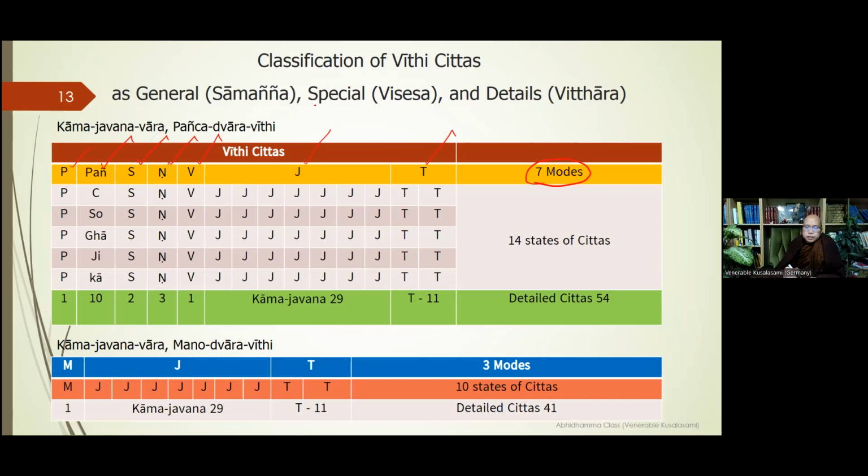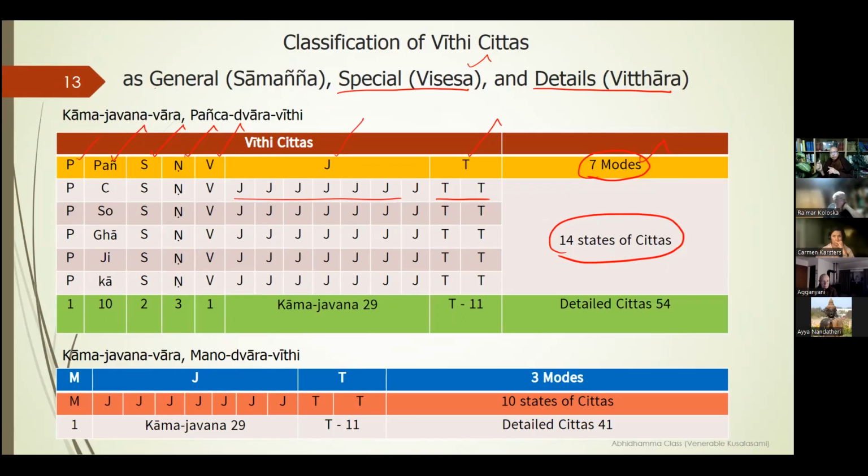I don't know how to make a category, but we can categorize into three. The first is general, Samanya, which is the seven modes. The second is special, in Pali Visesa, which has 14 states of consciousness: Javana here is only one, seven Javana, or two Tadarammana, so altogether 14. The third is detail, in Pali Vitthara. Detail means not general but very detailed, one by one. The detailed citta count is 54.